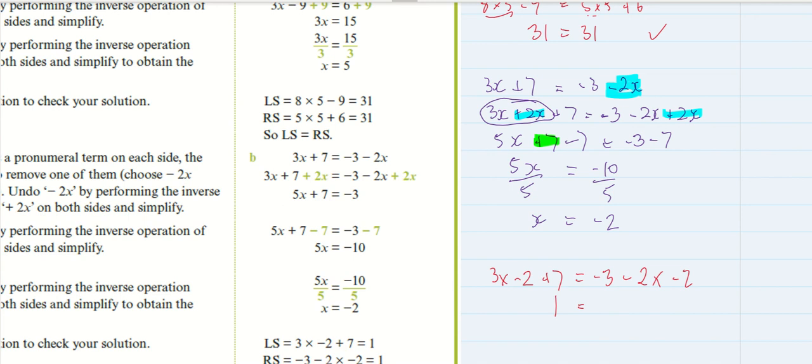Now I need to do this one first because of the order of operations. 2 times negative 2 is negative 4. And negative 3 take negative 4 has got to equal 1. So yes, I'm comfortable that I've got the right solution.